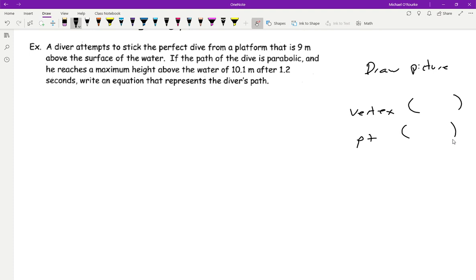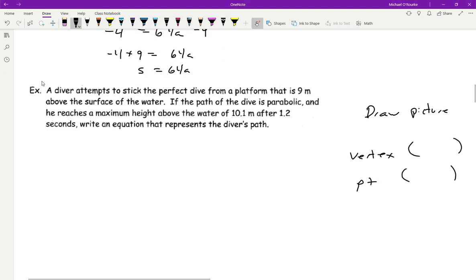Should we give this diver a name? Michelle. Michelle. Okay. Mrs. O. Mrs. O does not like to get her hair wet. She's a wimpy swimmer and only goes in the water when it's over 80 degrees. Pretty much. She's pretty soft.